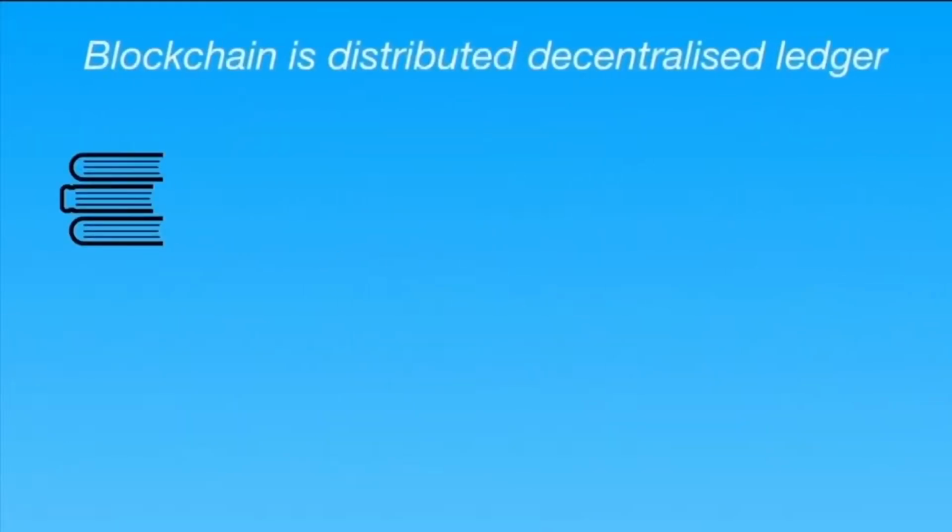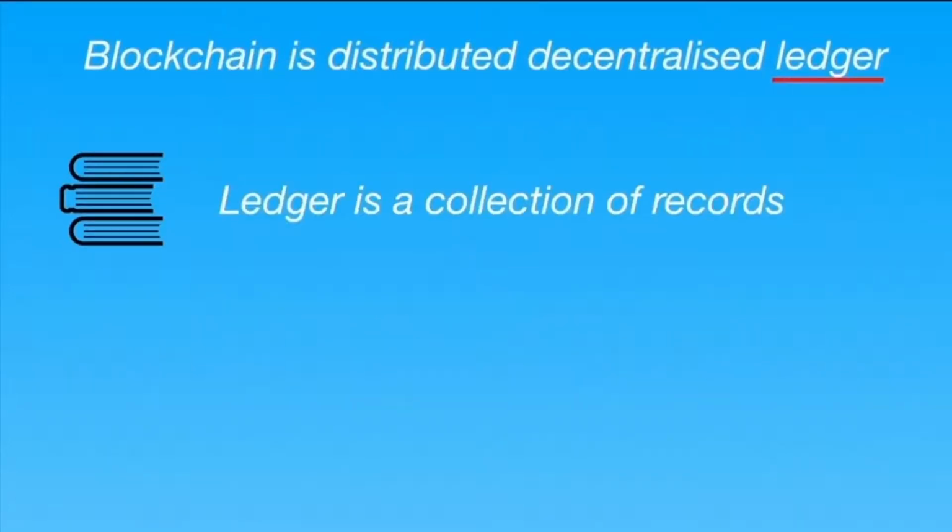Now let's try to understand the meaning of the word ledger. A ledger can be treated as a group of records. These ledgers can store any type of information. For example, if we are talking about the blockchain of Bitcoin, then this ledger will be storing the information of the various transactions performed on that blockchain.